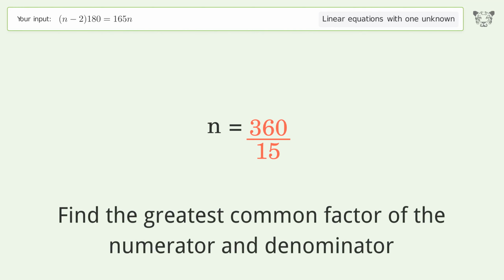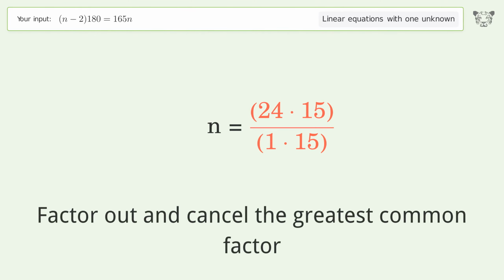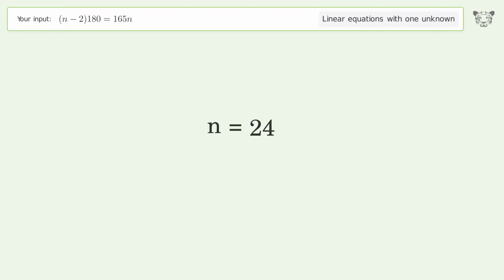Find the greatest common factor of the numerator and denominator. Factor out and cancel the greatest common factor. And so the final result is n equals 24.